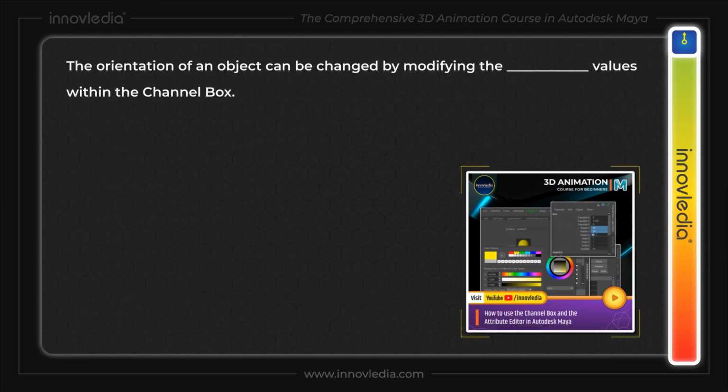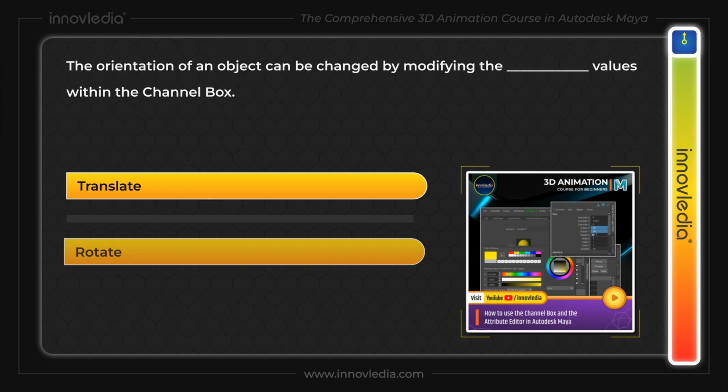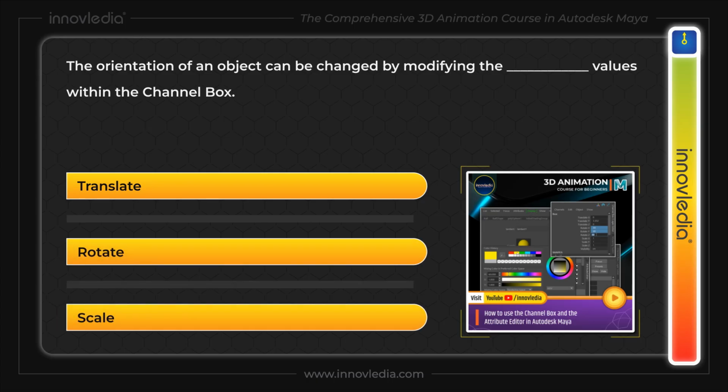The orientation of an object can be changed by modifying the dash values within the channel box. The options are translate, rotate, scale. Your time starts now. And the correct answer is rotate.